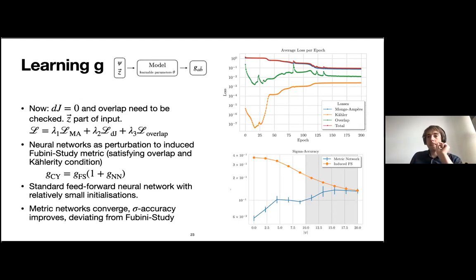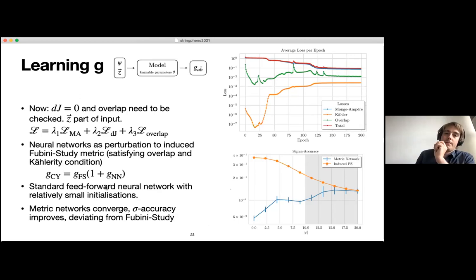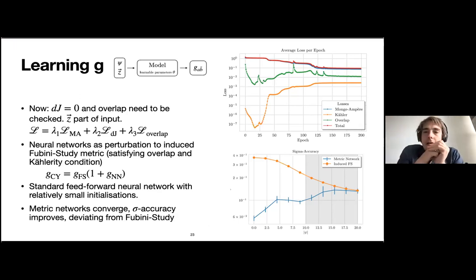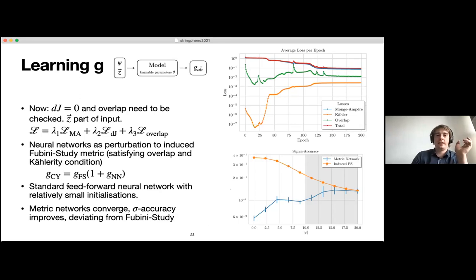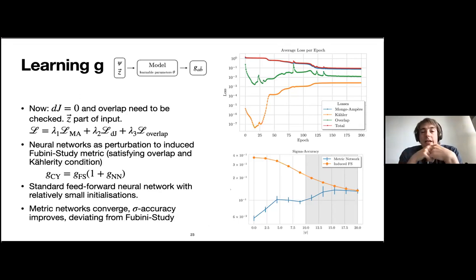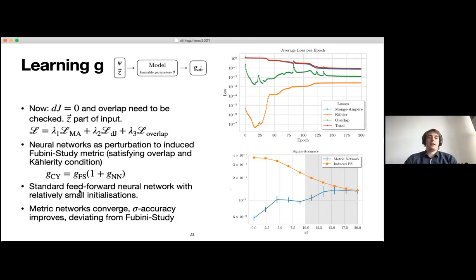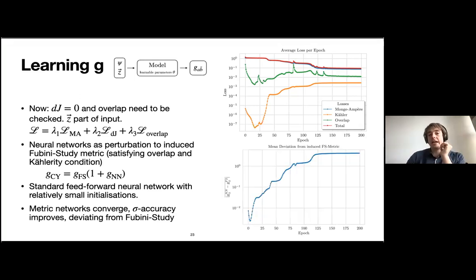What is key is that we make some ansatz, which is a perturbation around a known metric, which starts you off in a good, reasonable area. So we're taking here a perturbation of a Fubini-Study metric. Again, we're using standard feed-forward neural networks, and we use relatively small initialization. Again, it converges.